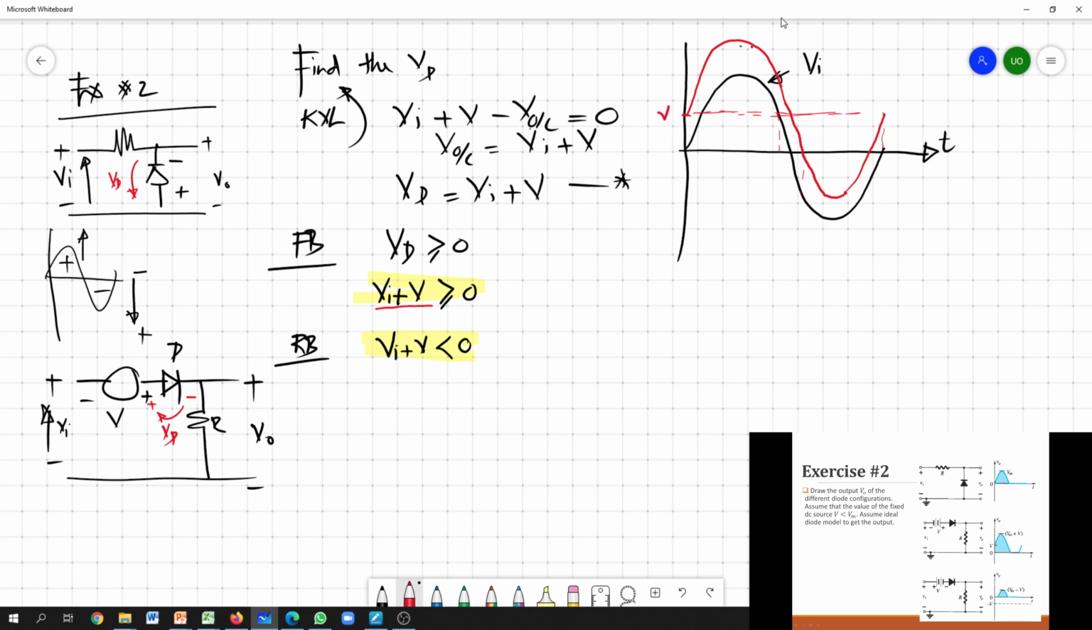So this is actually Vi plus V. Then from this we can clearly identify the switching region. So this is the region where your input is greater than 0. Once your input is greater than 0, this is forward bias, and during this block your input plus V is less than 0, so it should be reverse bias. During this, again forward bias.